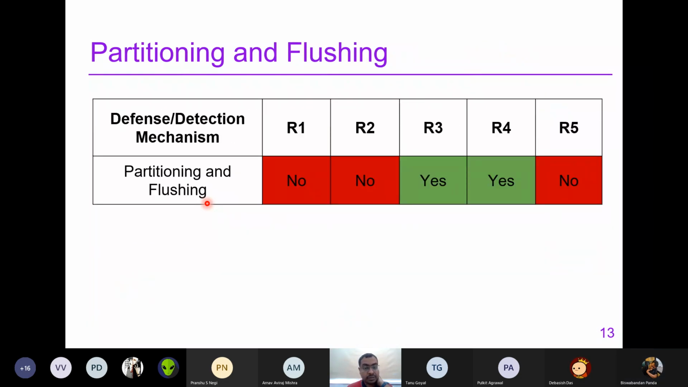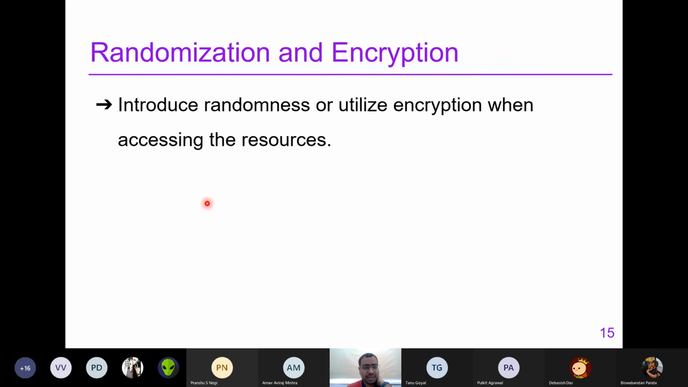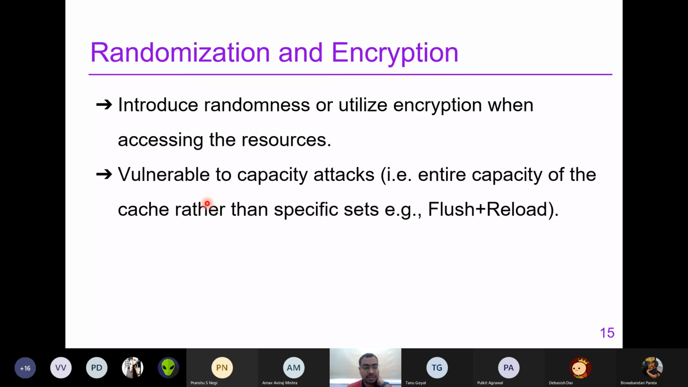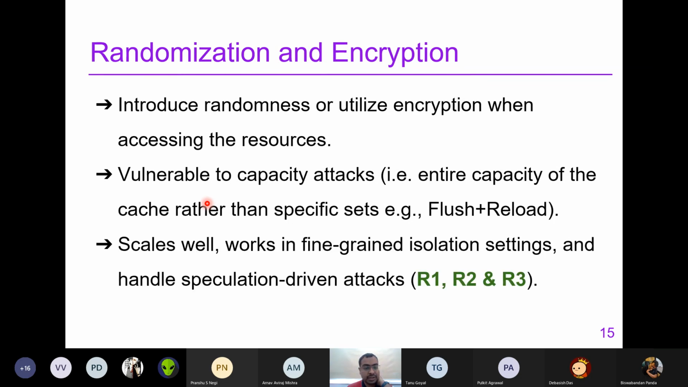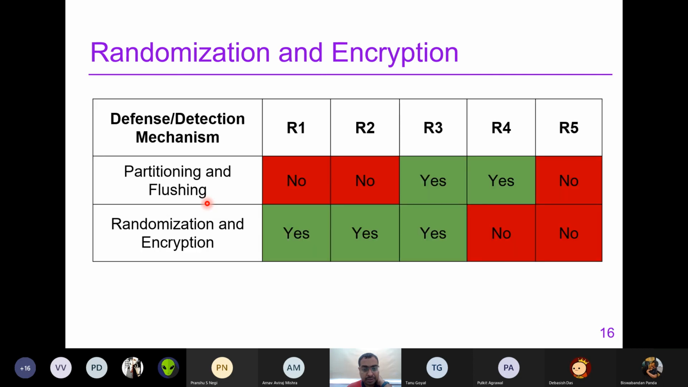Okay, so this satisfies only two criteria, and then the next one, randomization and encryption. In randomization, we either try to access resources like the cache in a random way, or do some encryption and decryption. But the problem is they cannot defend against entire-capacity attacks, like when the entire cache is flushed. Of course, this scales well, and it works in fine-grained isolation settings, but it cannot defend against all kinds of attacks. So in summary, this satisfies three of the minimum criteria required for a defense mechanism.